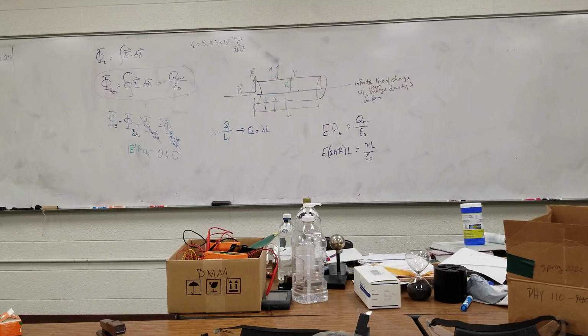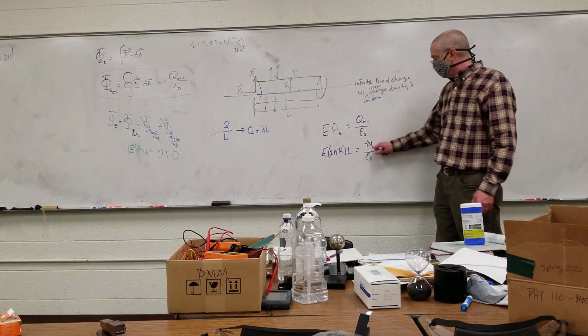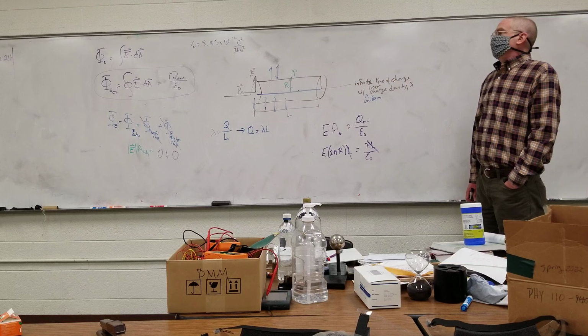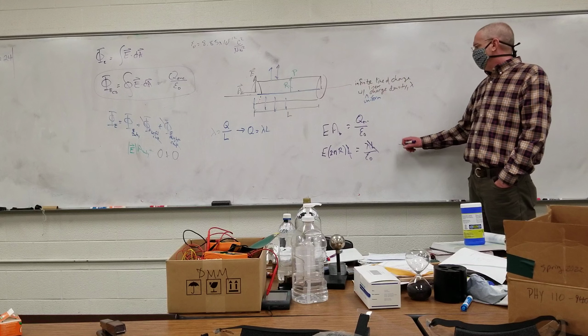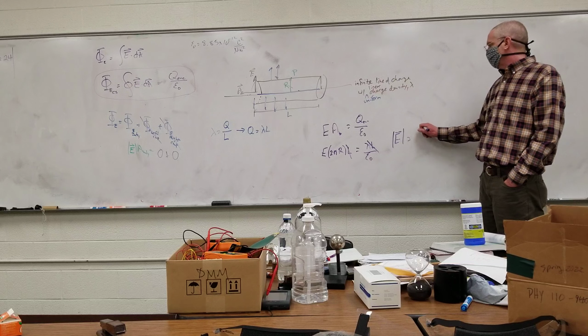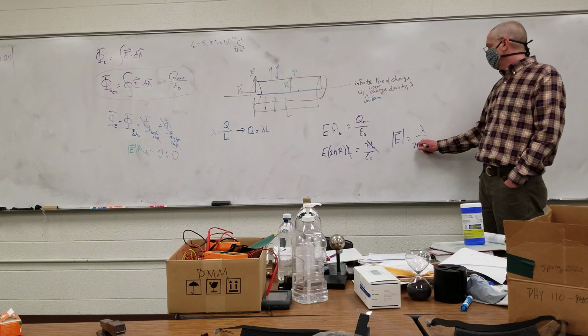And it would be bad if this didn't happen. L goes away, because L is just some arbitrary length I came up with, and if it didn't go away, that would be very bizarre. And so my electric field strength is just lambda over 2 pi R epsilon sub naught.